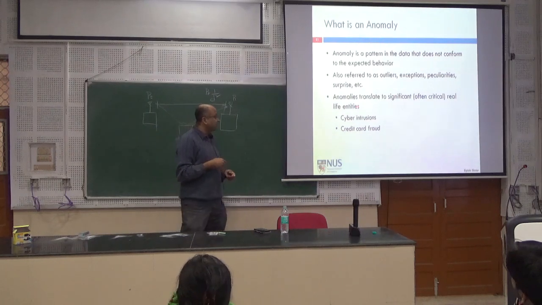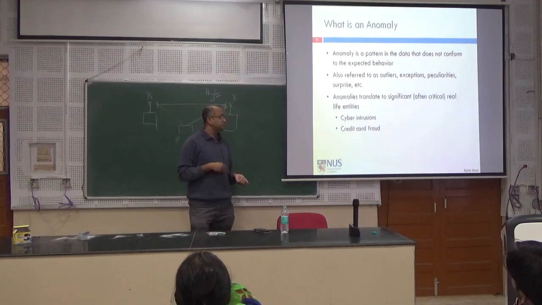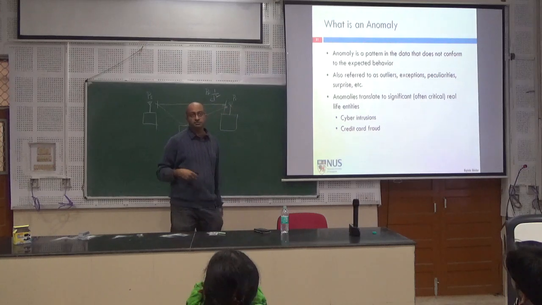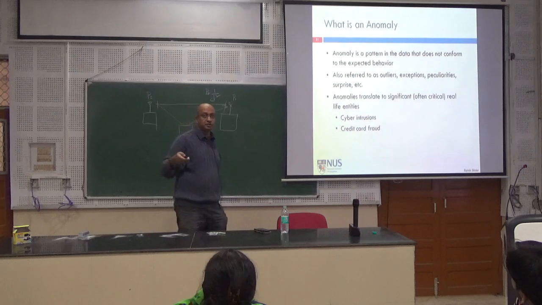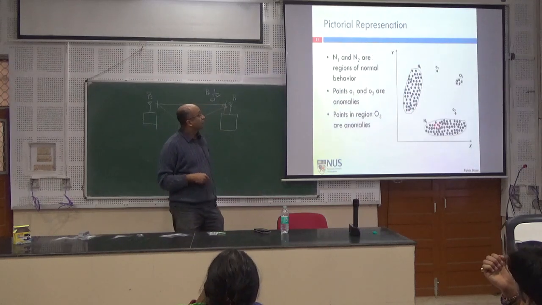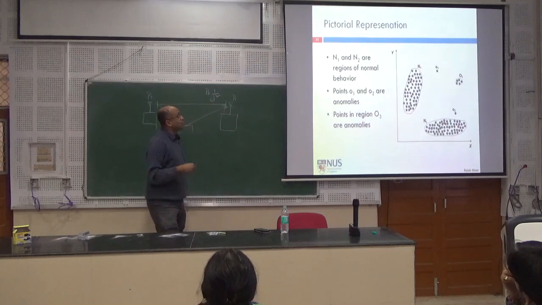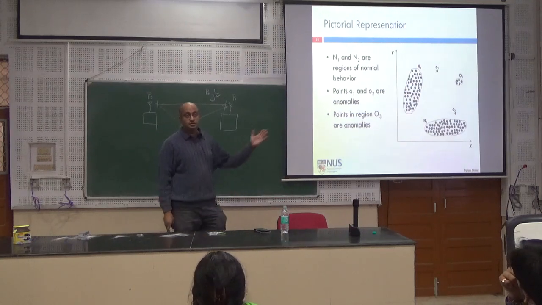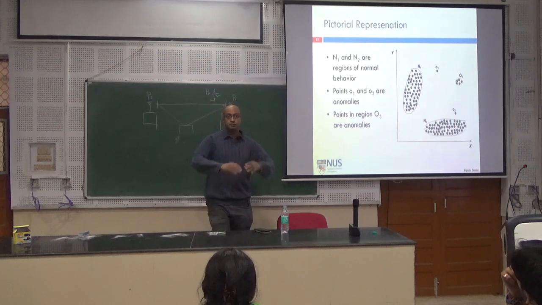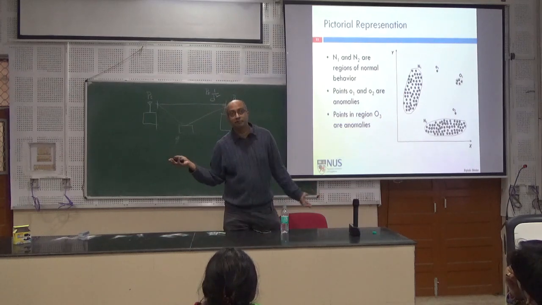And some of the common examples are cyber intrusion and credit card fraud. These are anomalies. If somebody is pretending to be you and using your credit card, that's an anomaly. So these are common examples. One way of visualizing this pictorially, and this is useful when we do machine learning and classification and other things, is to see what it means to be an anomaly.